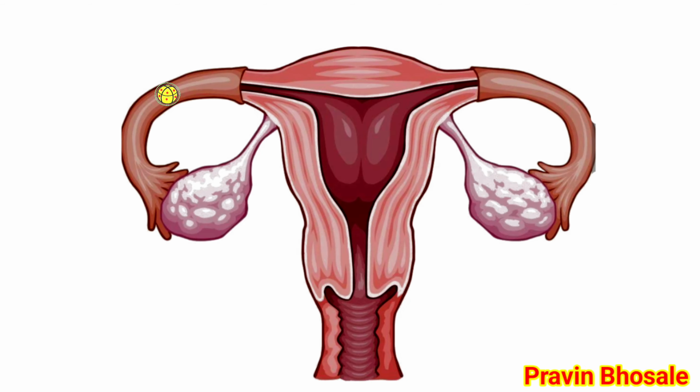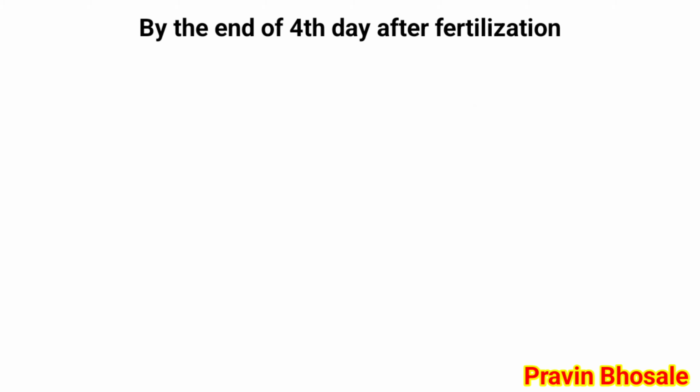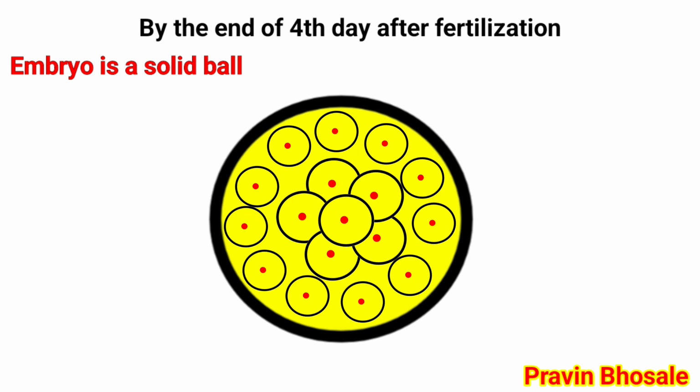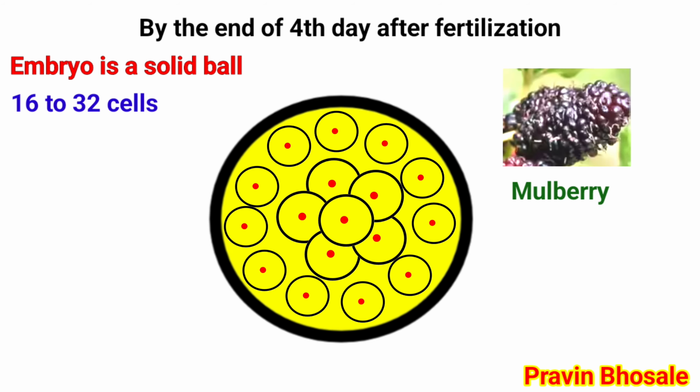As the cleavages are going on, the young embryo is gradually being pushed towards the uterus. By the end of the 4th day after fertilization, the embryo is a solid ball of 16 to 32 cells, externally looking like a mulberry. This stage is thus called morula.